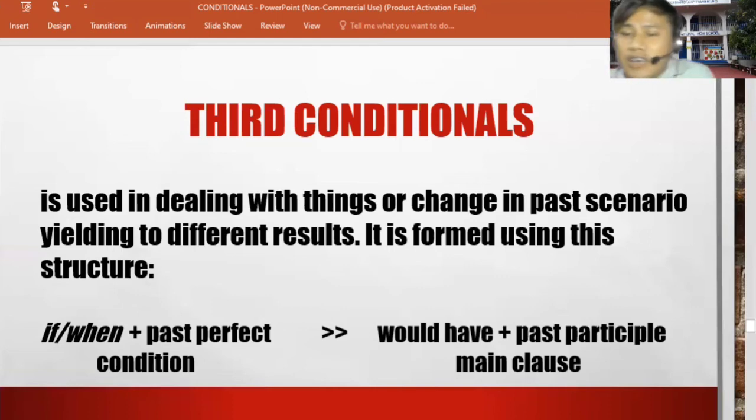In the second conditional we don't have this, but in the third conditional, we're now adding have after our modal would, plus the past participle in the main clause. Understood? All right.